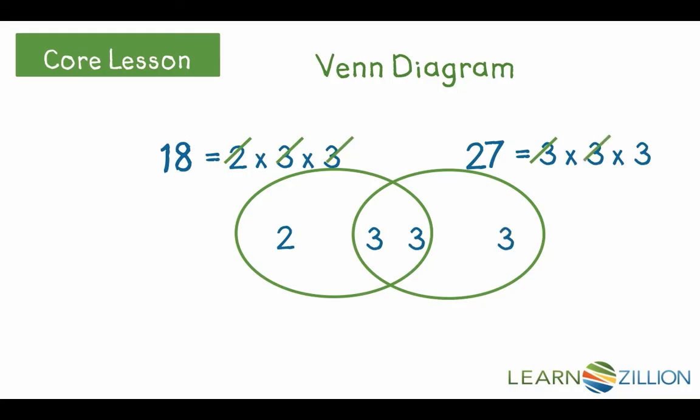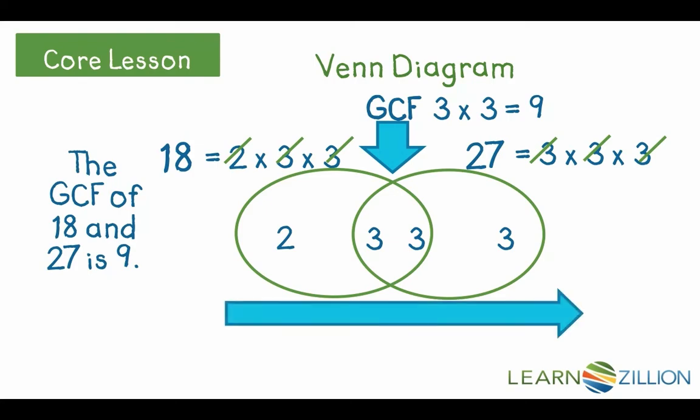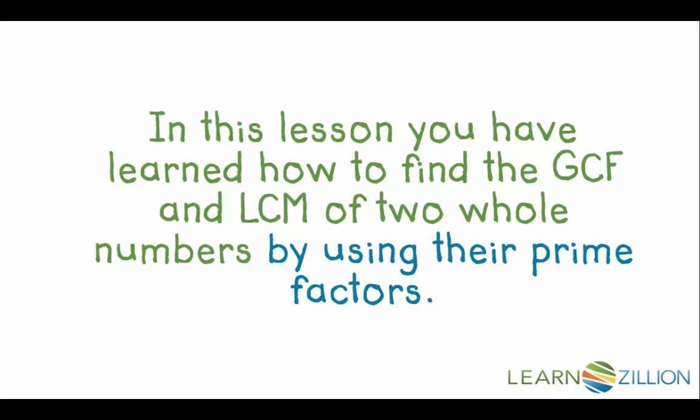Let's take a look down the center. We know that when we multiply these two prime factors together, we'll get the greatest common factor. 3 times 3 is 9. So the GCF of 18 and 27 is 9. When I multiply across, I'll find the LCM. 2 times 3 times 3 times 3 is 54. So the least common multiple of 18 and 27 is 54.